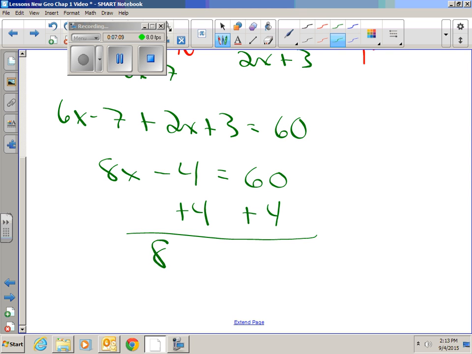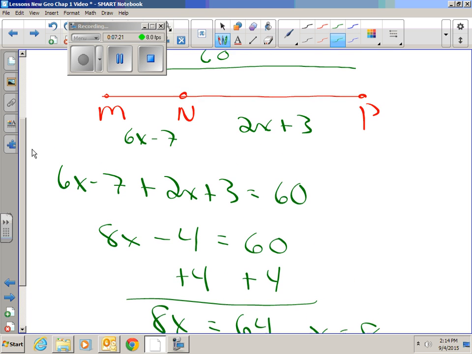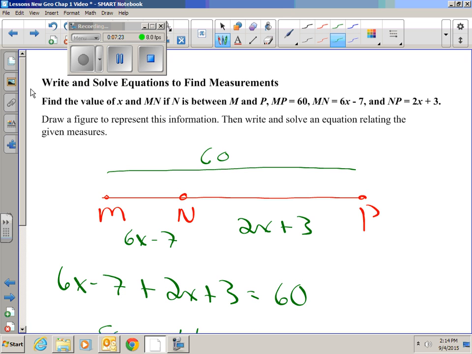8x is equal to 64. Divide by 8. X is going to equal 8. Therefore, x is 8. And the length of MN is going to be 6x minus 7, which is 6 times 8 minus 7. 48 minus 7 is 41.